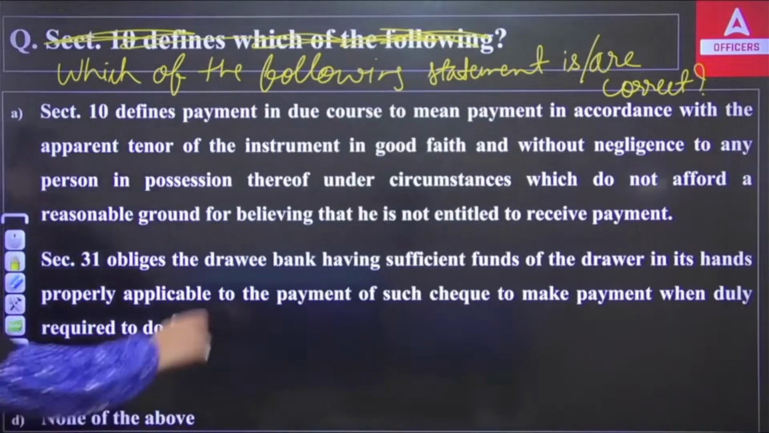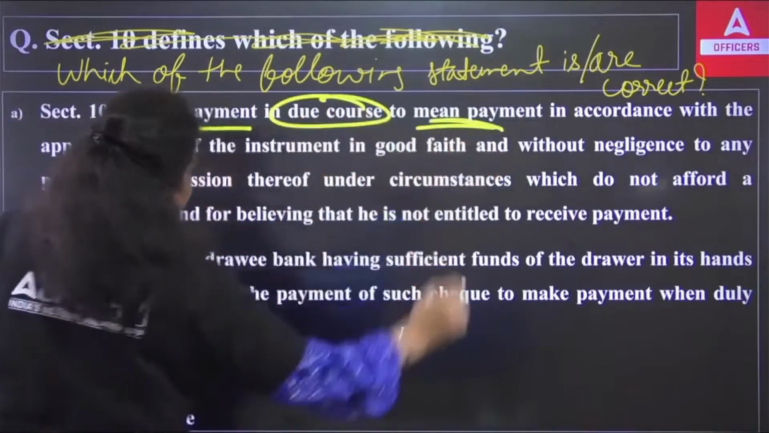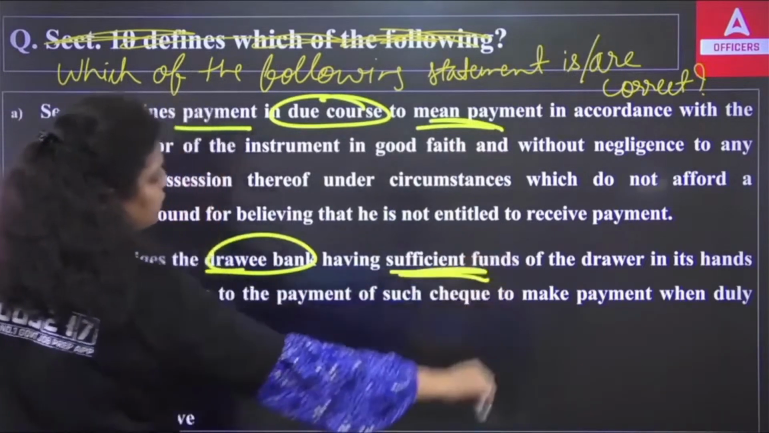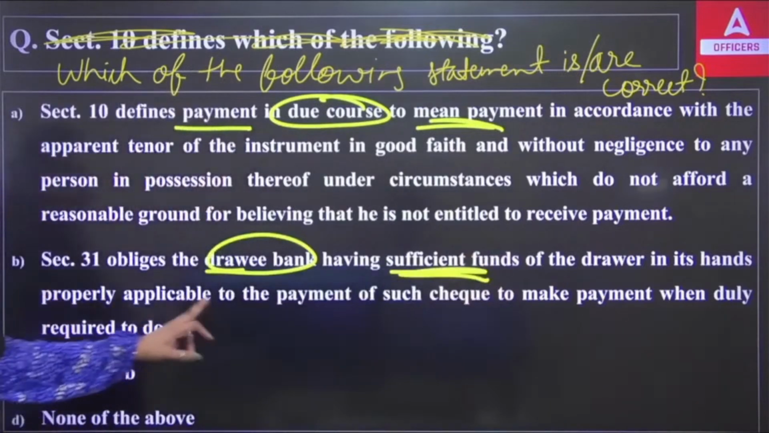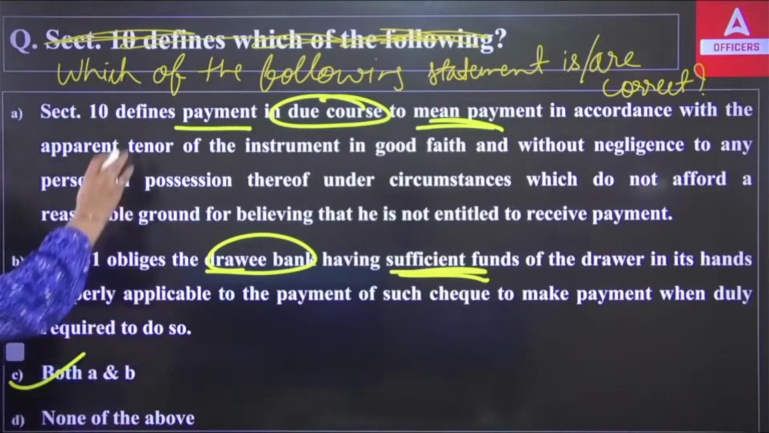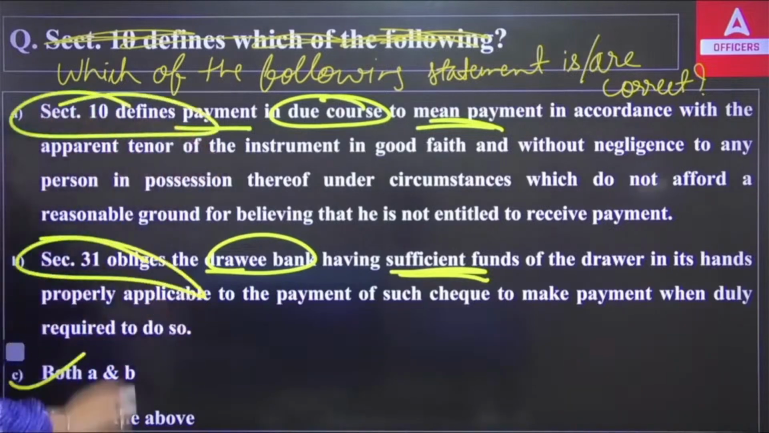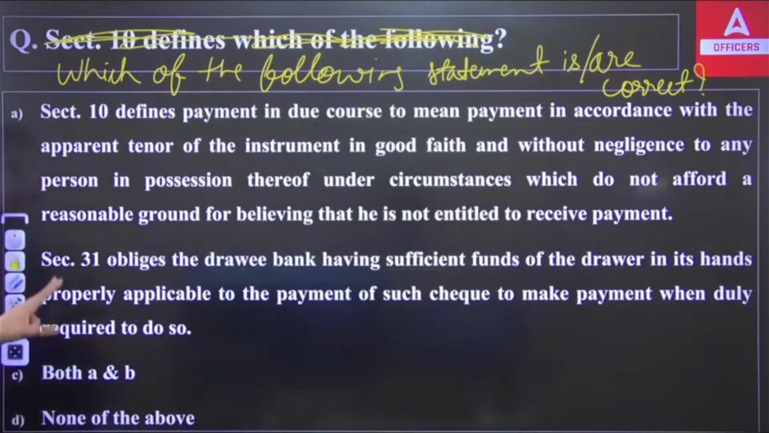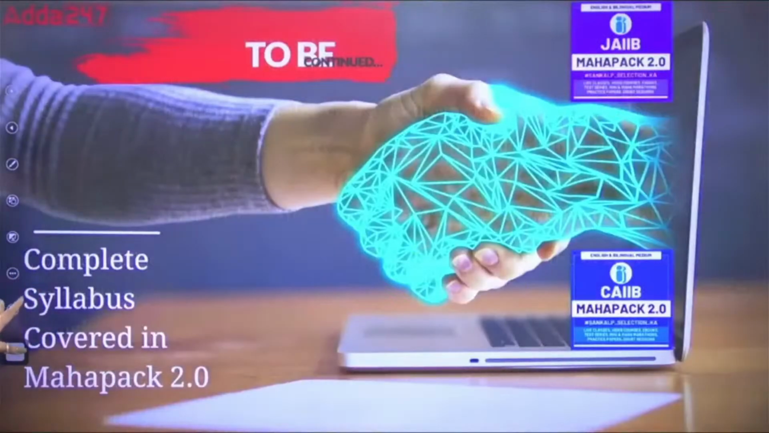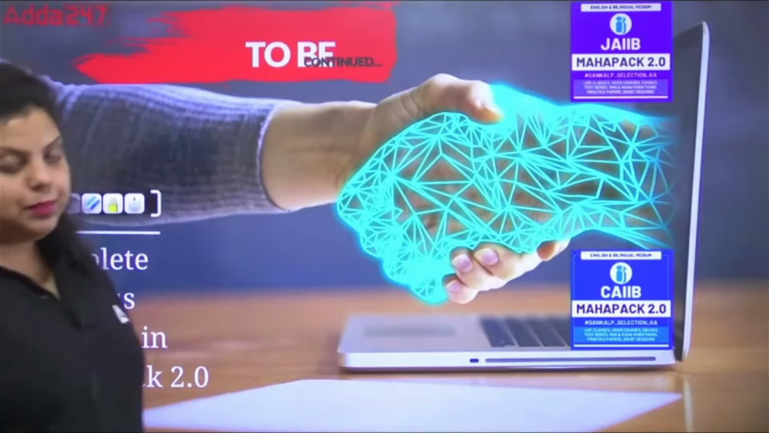The first defines payment in due course. Section 31 obliges the drawee bank, having sufficient funds of the drawer in its hands properly applicable to the payment of such checks, to make payment when duly required to do so. So the right answer is both. Section 10 defines payment in due course, and section 31 obliges the drawee bank having sufficient funds in the account of the drawer, and a drawer means the maker of the check. So these are certain questions we have discussed about the responsibility of the paying bank in context of negotiable instruments.